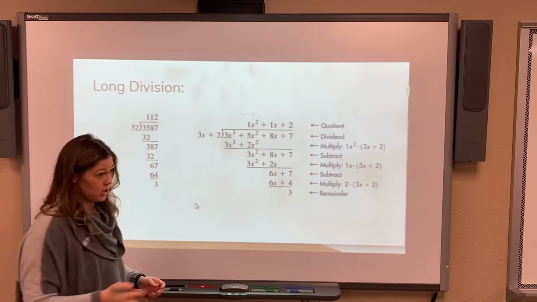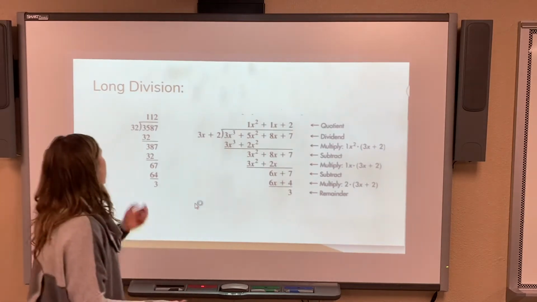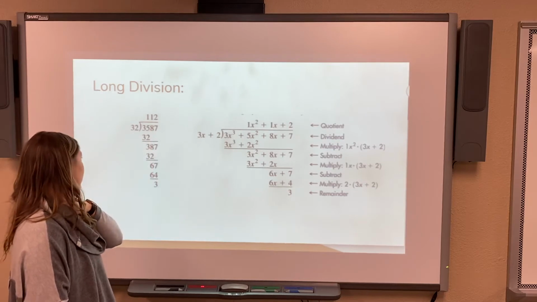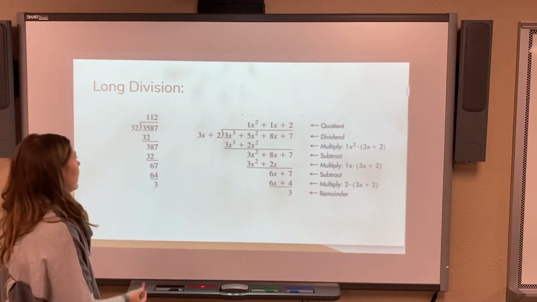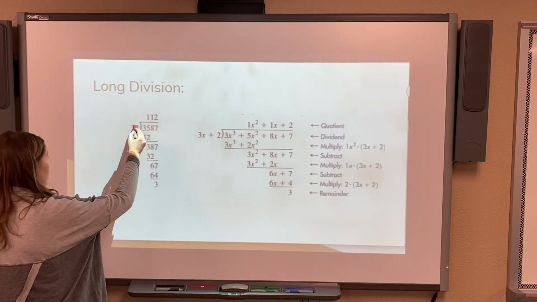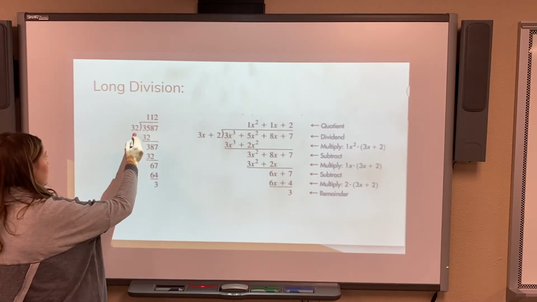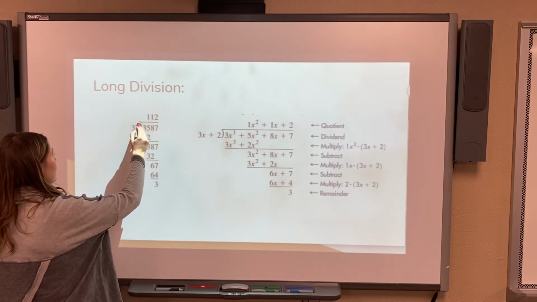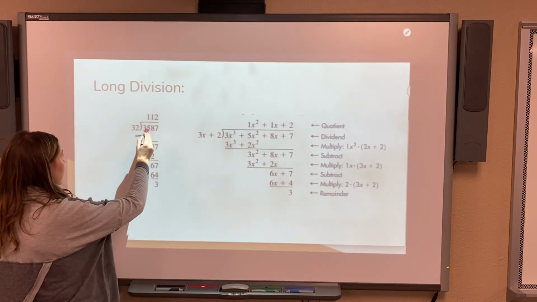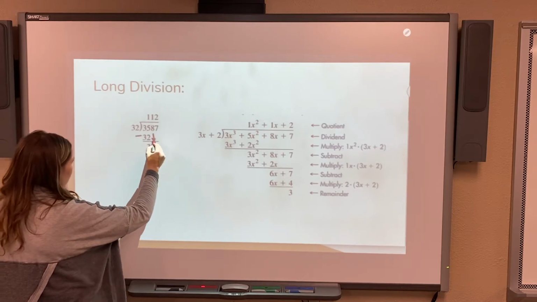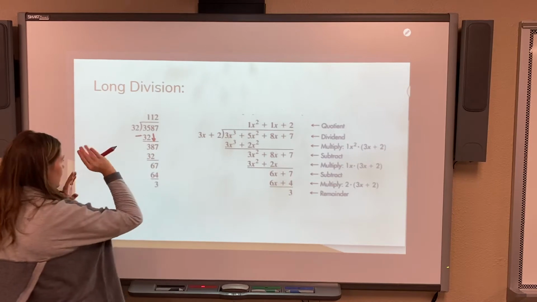If you think about long division that you learned back in 5th grade, 3,587 is the dividend, and we're going to divide it by 32. So 32 doesn't go into 3. How many times does 32 go into 35? Well, that's 1, so we put a 1 right here. 1 times 32 is 32, and then we subtract, 35 minus 32 is 3, and then we bring down our 8. I brought down the 7 too.